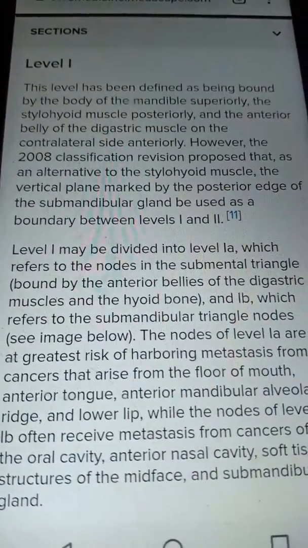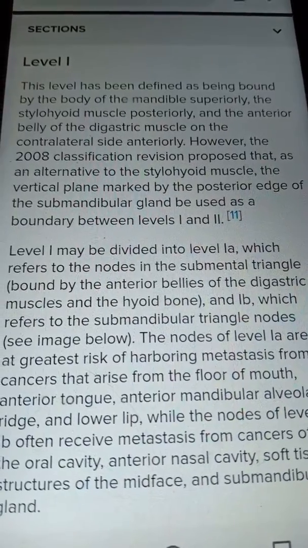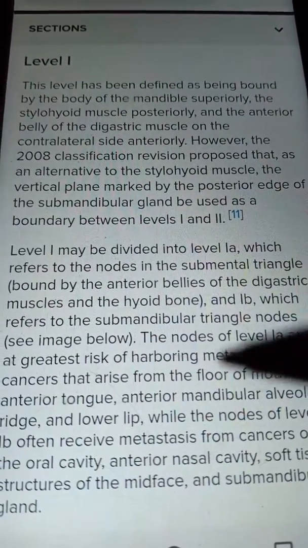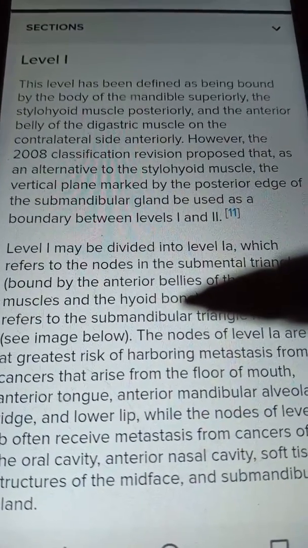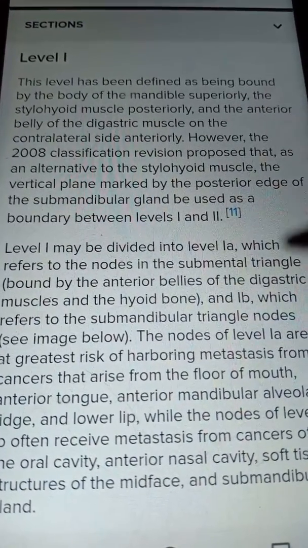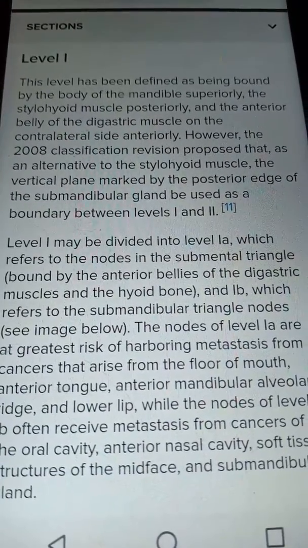Now, level 1 may be divided into 1A, which refers to the nodes in the submental triangle. The submental triangle is bounded by the anterior bellies of the two digastric muscles and the hyoid bone. And then level 1B, which refers to the submandibular triangle.